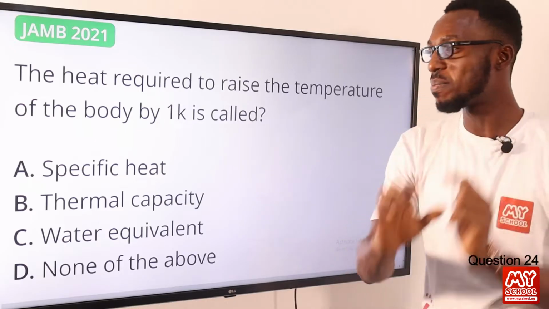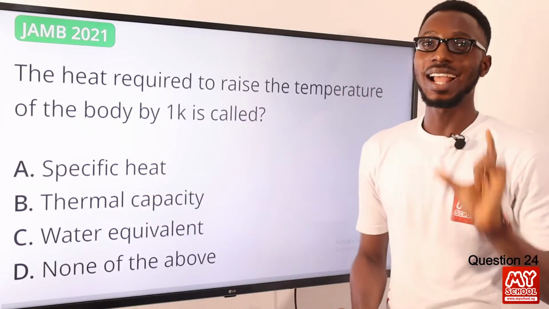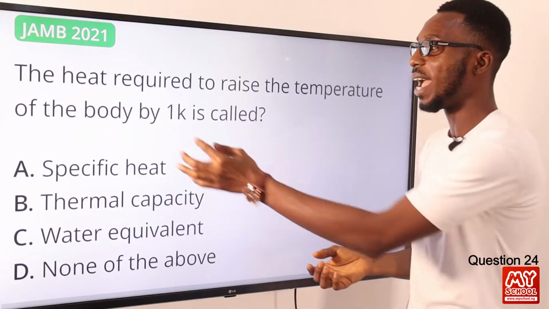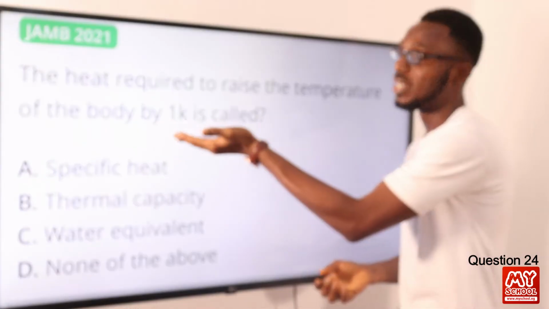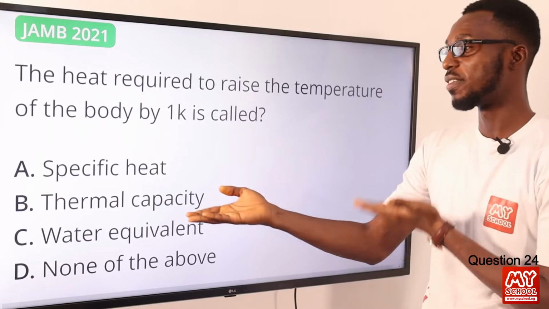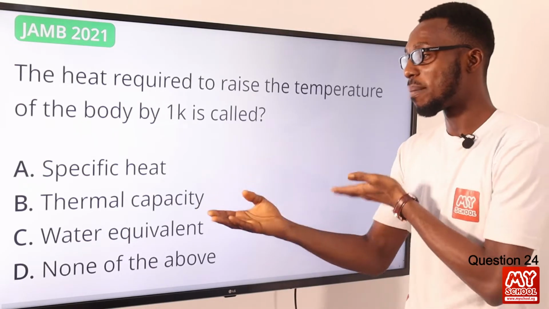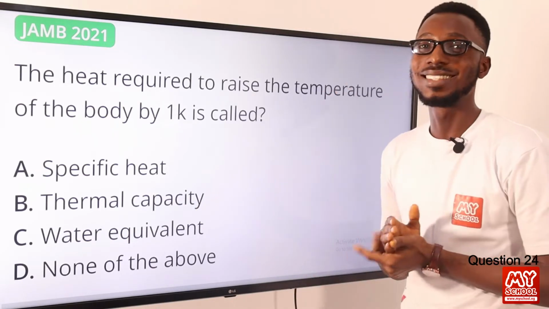If it is unit mass, then you're looking at specific heat capacity. But for the entire body, with a 1 degree rise in temperature, which is here 1 Kelvin, that is referred to as heat capacity or thermal capacity. So option B is the correct option.